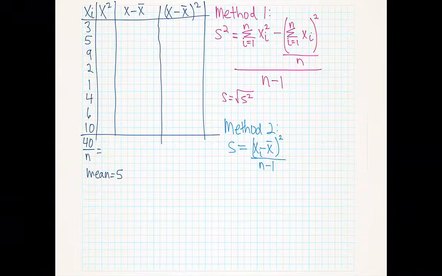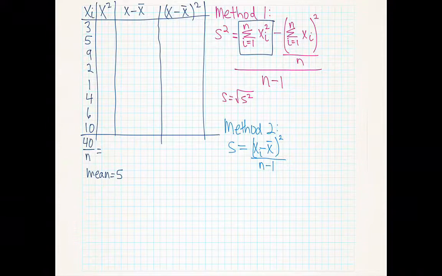The first step in doing method 1 is to calculate this value right here, which is the sum from i equals 1 all the way up through the nth value, so all of your sample. In this case, across all 8, you need to sum up the squares of the value of xi. What that means is you take each individual value for xi and you square it.